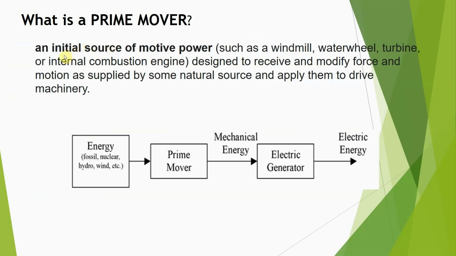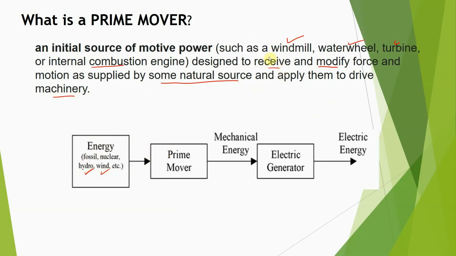A prime mover is an initial source of motive power such as a windmill, water wheel, turbine, or any internal combustion engine designed to receive and modify force and motion as supplied by some natural source and apply them to drive a machinery. As you can see from this block diagram, we have some source of energy like hydro and wind energy and some other sources.